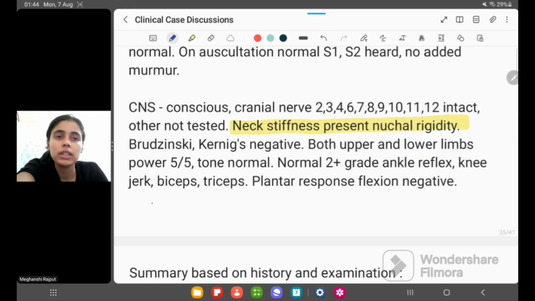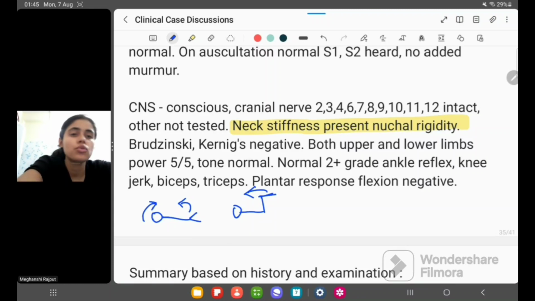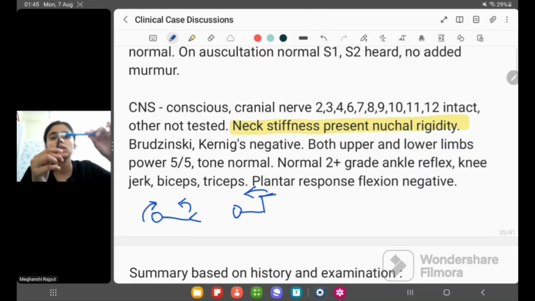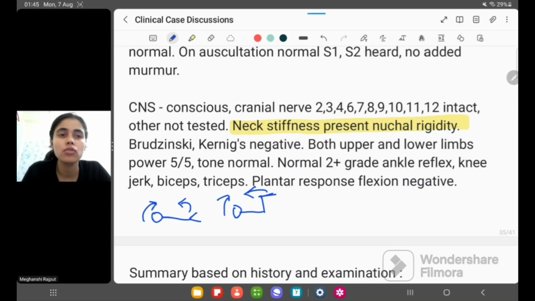Other signs are Brudzinski and Kernig signs. For Brudzinski, we make the patient lie in a supine posture and we flex the head, and out of pain there would be the flexion of the joint. So this would be a Brudzinski sign. And for Kernig's, while the legs are being flexed, we try to extend the knee. Usually what happens, when we extend the knee out of pain, the head would be flexed. This would be Kernig sign. So these are both the signs pointing towards meningitis.